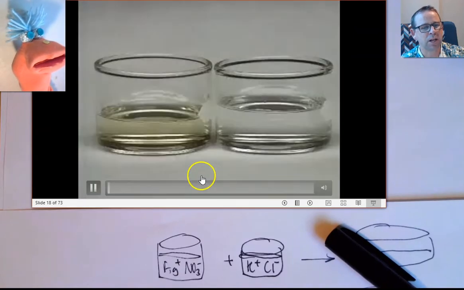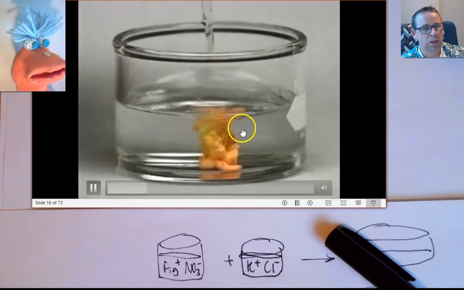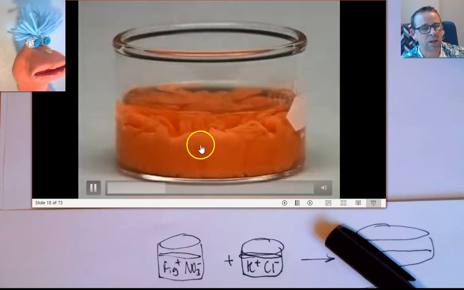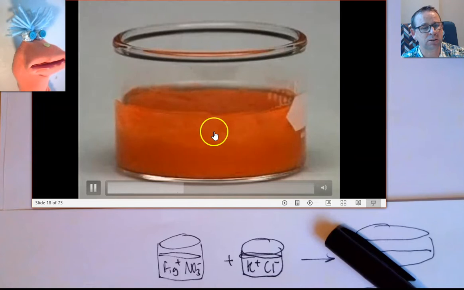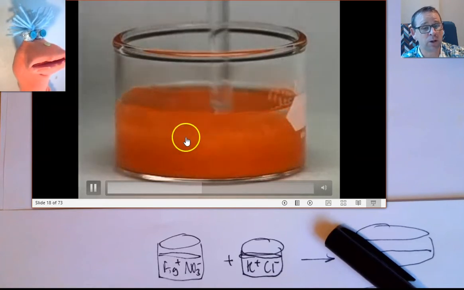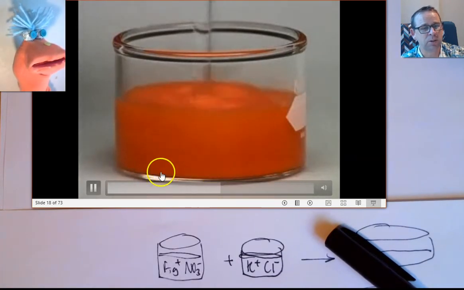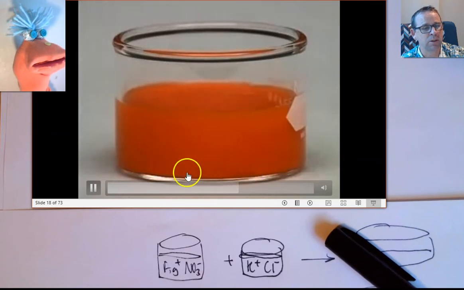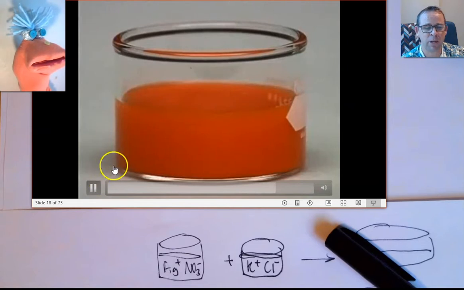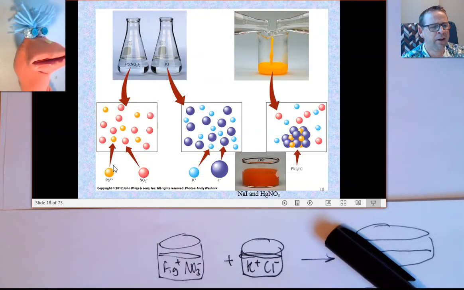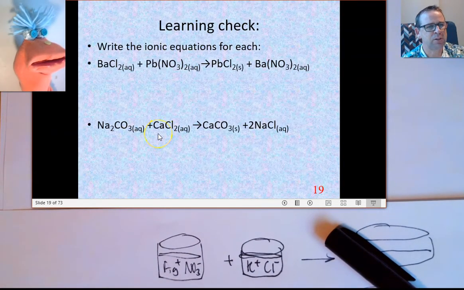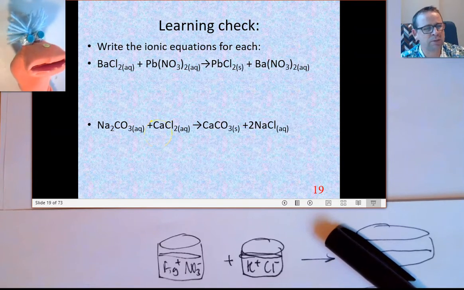Here's a video of another kind of chemical reaction. Two ionic compounds dissolved in solution, and we mix them together and one of them precipitates out. This is again a powder in that water. If you just let it settle, it will, over a long period of time, just collect on the bottom and leave behind the spectator ions in the solution up above. Okay? Very good. So, do you think you can write the ionic equation for these reactions?